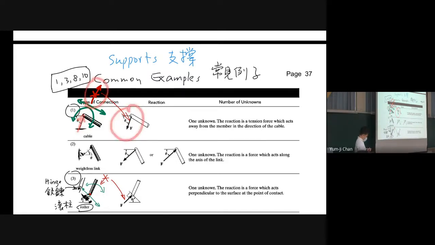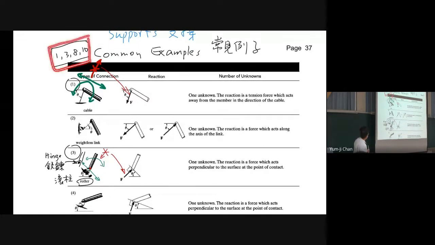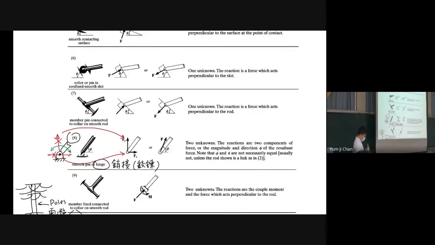The most important ones are numbers 1, 3, 8, and 10. Number 3 is called a roller support, and number 8 is a hinge support. For number 8, the bar can rotate, but it cannot move horizontally or vertically. So we have forces in both the horizontal and vertical directions.